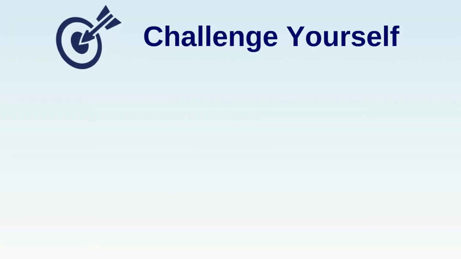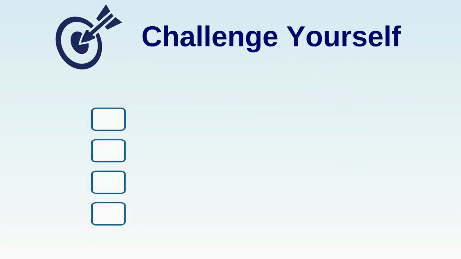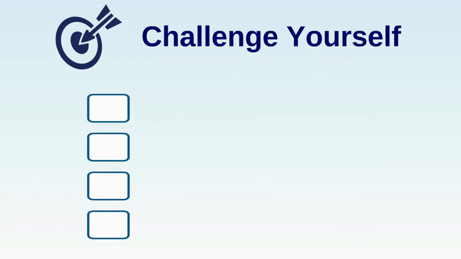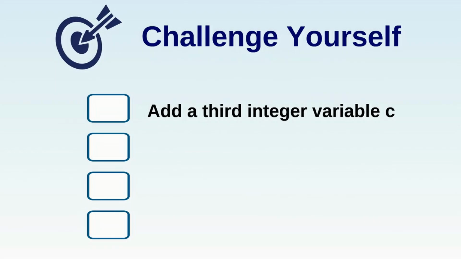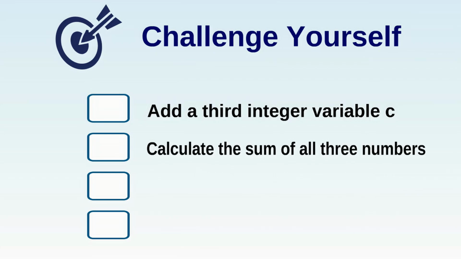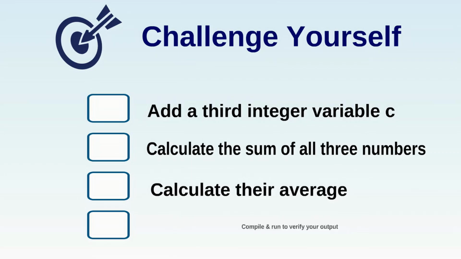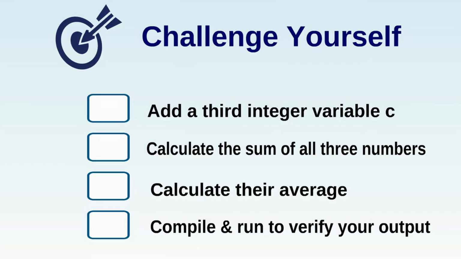Challenge yourself. Now it's time to challenge yourself. Take the calculator program we created and try to improve it. Your task is to add a third integer variable named c. Assign any value you like to this new variable, then modify the program so that it calculates and displays the sum of all three numbers. After that, calculate and display their average value. Remember to compile and run your program to check whether the output is correct. Try completing this challenge by yourself before moving on to the next lesson.